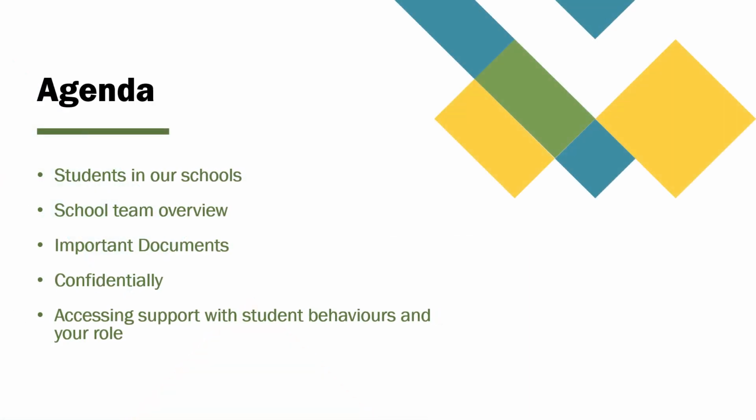In this module, we will cover the following key topics: board philosophy on inclusion and our approach to supporting all students, the role of the school team in supporting students with exceptionalities, familiarization with important documents that are utilized to support students who engage in unsafe behavior, a brief note on maintaining confidentiality, and finally, a detailed outline of the processes and procedures for accessing support when a student engages in unsafe behavior.